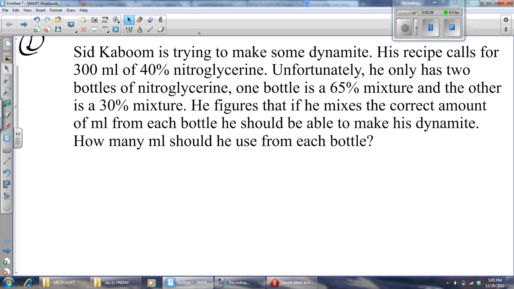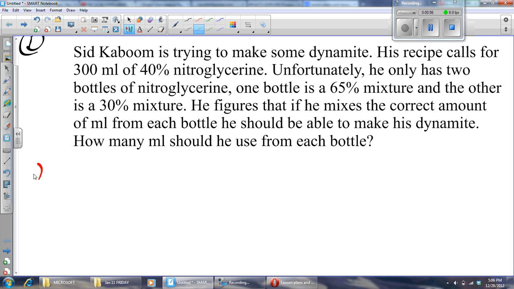All right, let's see here. Sid Kaboom is trying to make some dynamite. His recipe calls for 300 milliliters of a 40% nitroglycerin mixture. Unfortunately, he has only 2 bottles of nitroglycerin. One bottle is a 65% mixture, and the other is a 30% mixture. He figures that if he mixes the correct amount of milliliters from each bottle, he should be able to make his dynamite. How many milliliters should he use from each bottle?